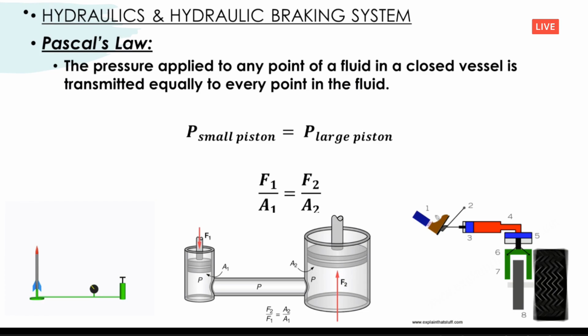Right? Now, it actually uses a law which is known as Pascal's Law. As you can see, it says that the pressure applied to any point of a fluid in a closed vessel is transmitted equally to every point in the fluid. Right? So it means that if we apply a force at one point, in the case we have one piston and a second piston, a smaller piston and a larger piston, if we apply a pressure at piston 1, the pressure exerted at piston 1 is going to be transmitted equally throughout the liquid. Okay? And be exerted up at piston 2.